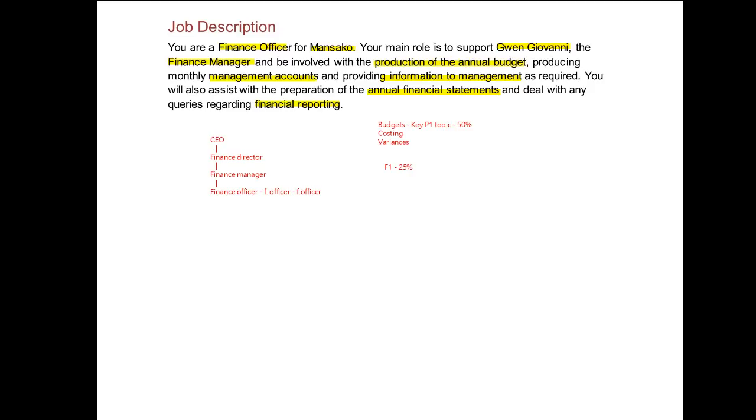So CIMA like to just pick, sometimes they'll just pick a random accounting standard and they'll examine you on that. So you need to know your stuff with regards to F1. Although it only makes up 25% of the syllabus, that's still a quarter, and if you're missing out on that, you'll fail the exam. So it's another thing to watch out for.